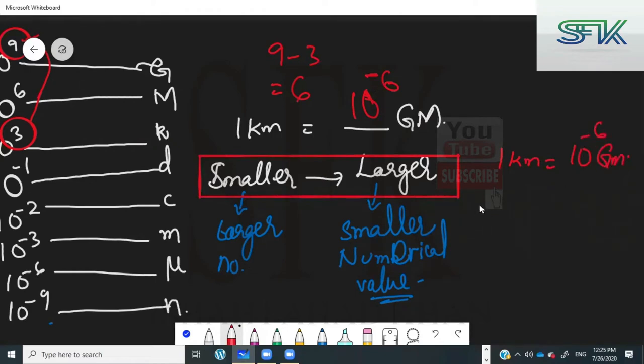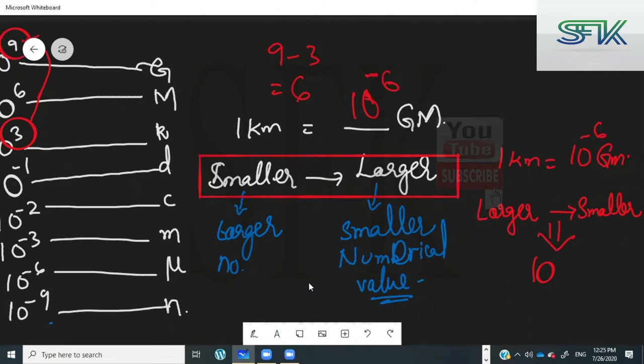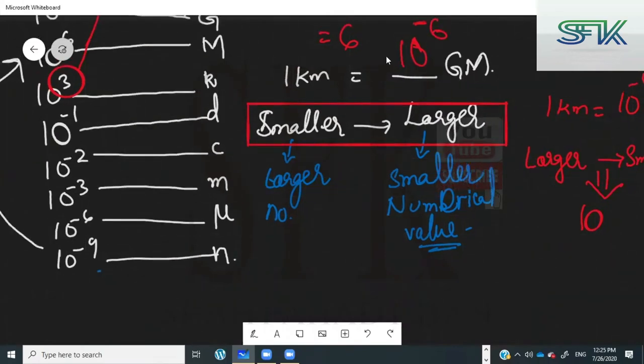So when you're going from a larger prefix to a smaller prefix, you will always have a 10 with a larger number as compared to the number of the larger prefix. This is what we discussed in the previous lecture. Whereas in this lecture, when you are going from smaller to larger, you will have the larger prefix with a smaller number.